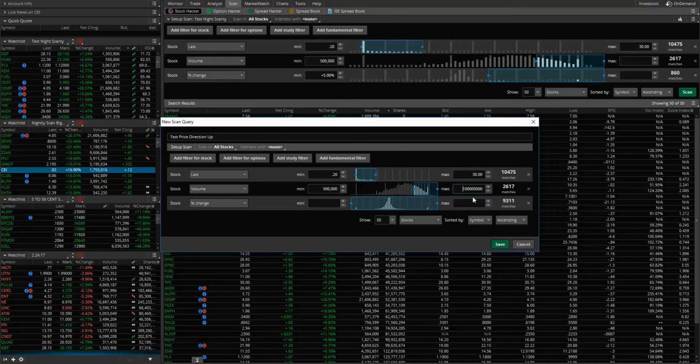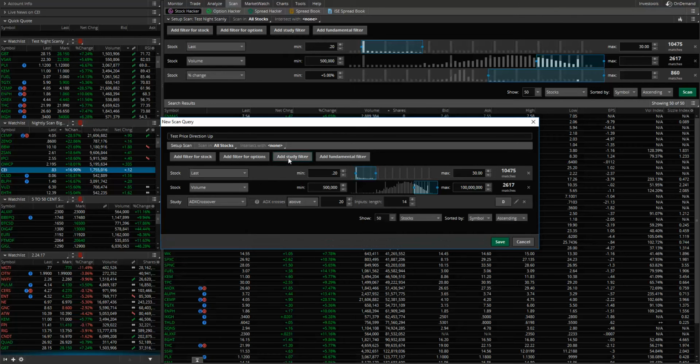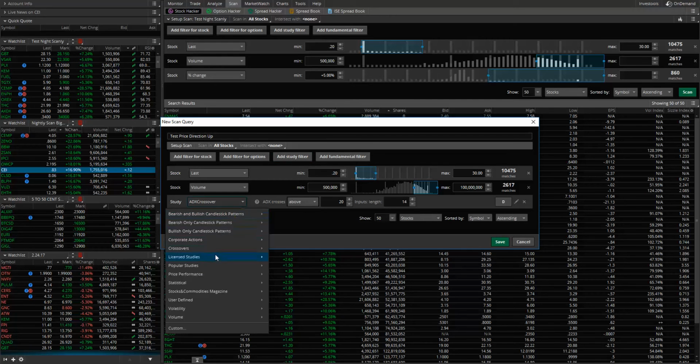No max. And then the change, if you want, you can put change, but I don't really focus on change. This is where you want to modify things. You would get rid of this right here, and to add one, you go to where it says add study filter, and then you have all these options. The most powerful one to me is the price performance, so you go down to where it says price direction.